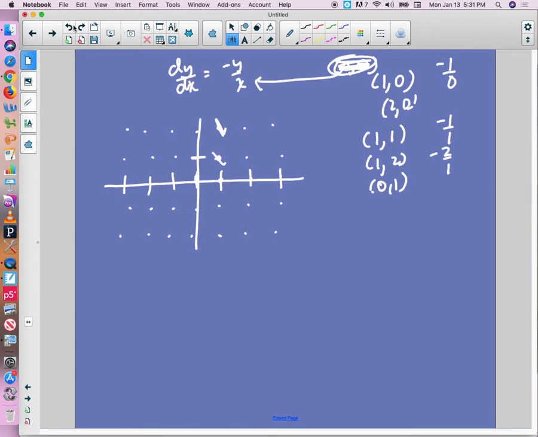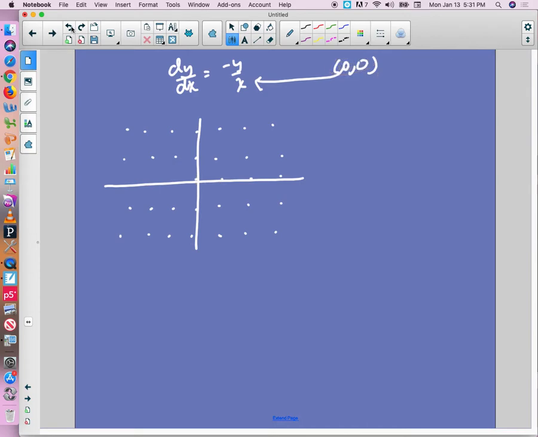Okay, let me think once more. All right, at (0, 1), be careful, I get negative 1 over 0. So did I do this one wrong? Let me start this over, sorry. Okay, still ignoring the origin because it's an indeterminate form. Let me see if I can get this right now.